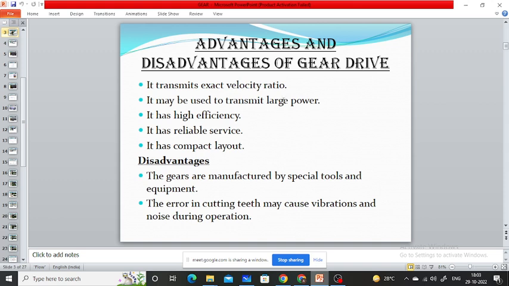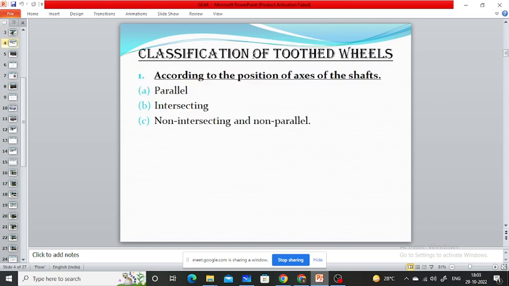Second, if the teeth of the gears are not designed and manufactured properly, in that case vibrations and noise are developed. Next, the classification of the gears according to the position of the axis of the shaft. Gears are classified as parallel, intersecting, and non-intersecting.